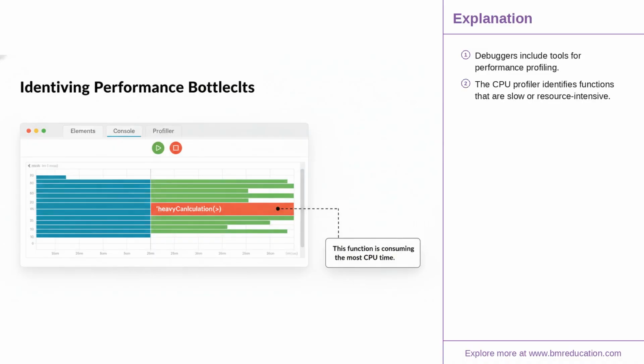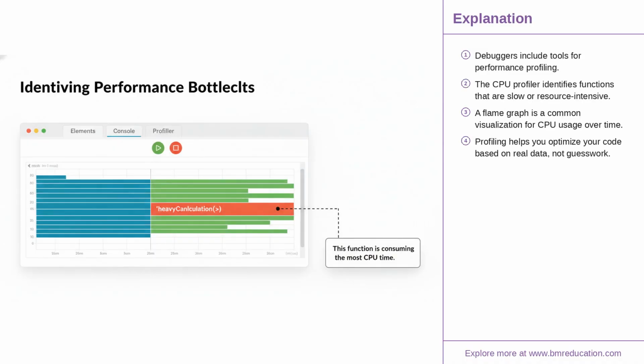Beyond finding functional bugs, the debugger is a gateway to performance analysis. Both Chrome DevTools and VS Code provide a CPU profiler. You can start recording, perform an action in your app, and stop recording to generate a detailed report. This report, often visualized as a flame graph, shows exactly which functions are consuming the most CPU time, allowing you to identify performance bottlenecks and focus your optimization efforts where they'll have the most impact.